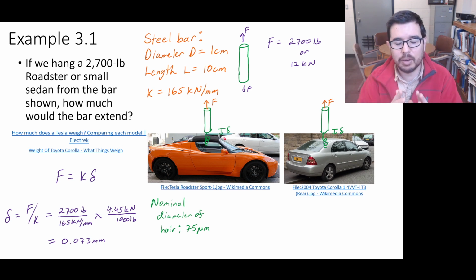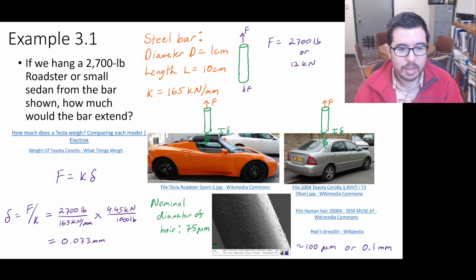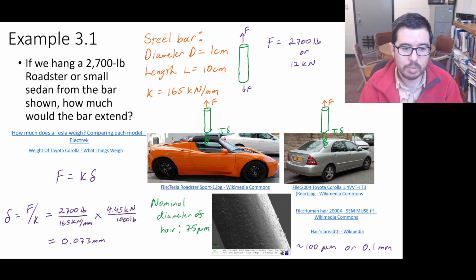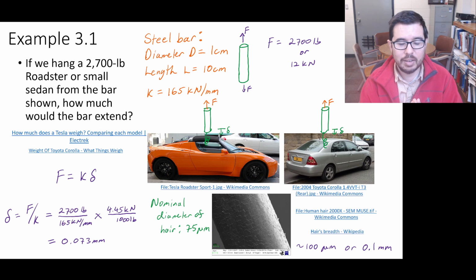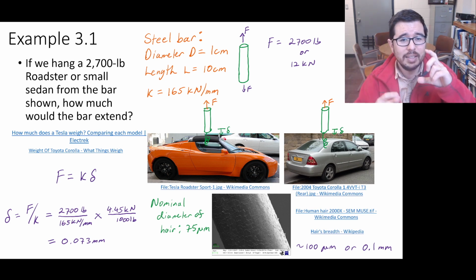It's in that ballpark. And here is an image from Wikimedia Commons showing a scanning electron microscopy image of a hair, and I kind of use my finger. I think this is probably around 100 microns or so. The little green bar there is supposed to be 10 microns. So this gives you a little bit of an idea. That bar is not extending a whole lot.